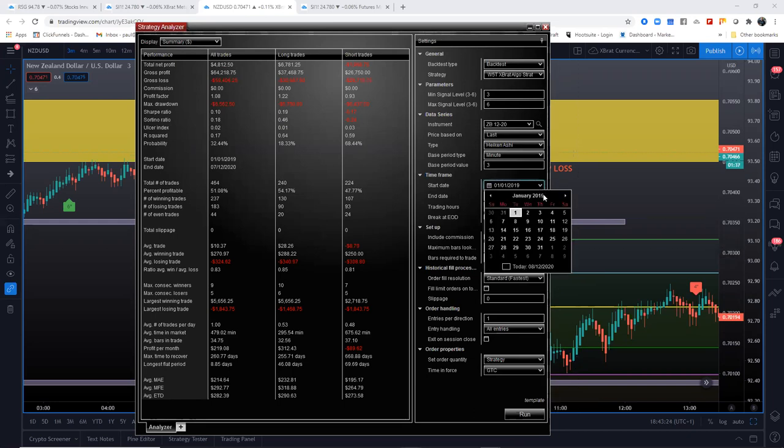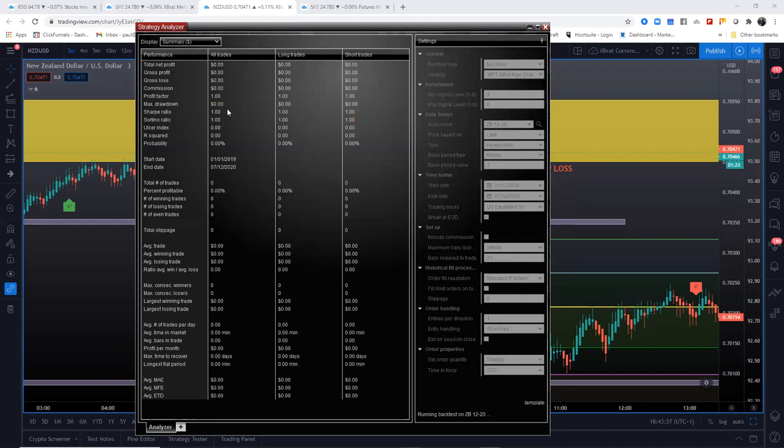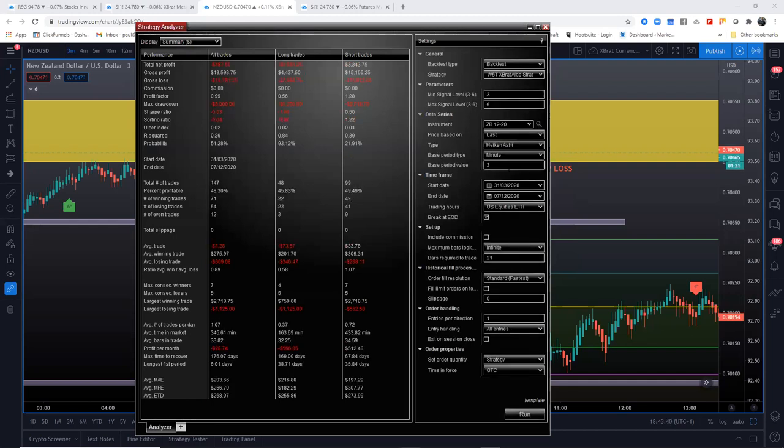I wonder what it's like post-pandemic, because that's one of the big things I've been looking at. Obviously there was a big move, and we've been quite bullish since the 31st of March. If I run that, yeah, it's actually made a loss on the 3 minutes. Let's go 5 minutes. But what I'm trying to show you is that this strategy analyzer for the xBrat algo on NinjaTrader is a really great tool, because you can mess around with the time frames and find the right time frame to send it on its way.